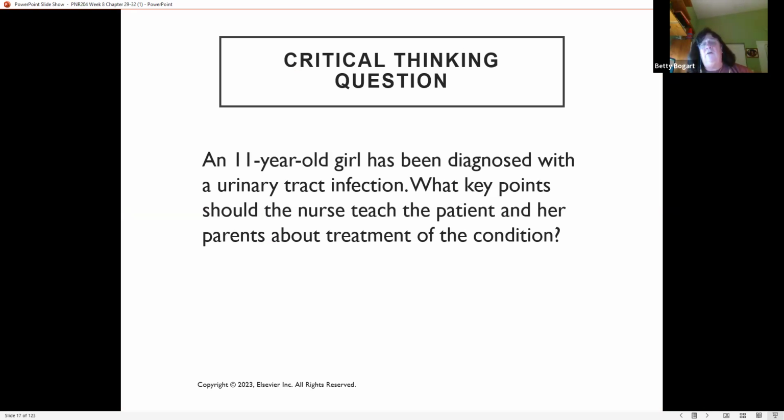Now, an 11-year-old girl's been diagnosed with a urinary tract infection. What key point should the nurse teach the patient and her parents about treatment? Well, what do you know about the treatment? What do we do for urinary tract infections?